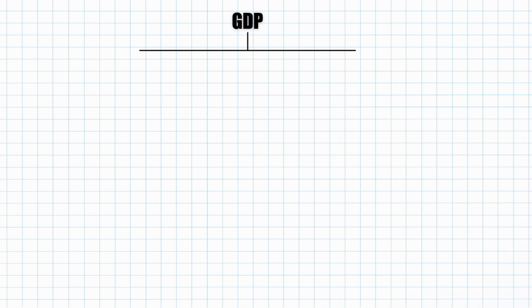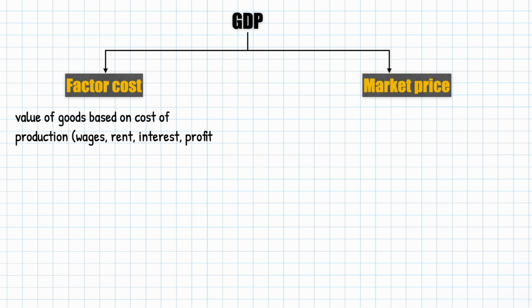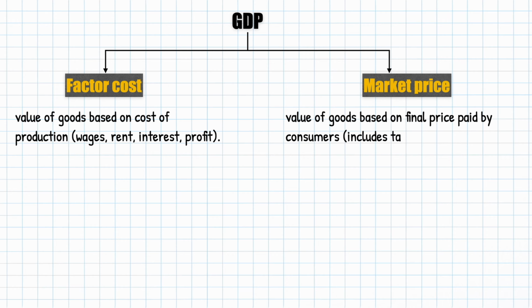GDP can be expressed in two ways. One is factor cost and the other is market price. GDP at factor cost is the value of goods based on the cost of production: wages, rent, interest, and profit. GDP at market price is the value of goods based on the final price paid by consumers. It includes taxes and excludes subsidies.